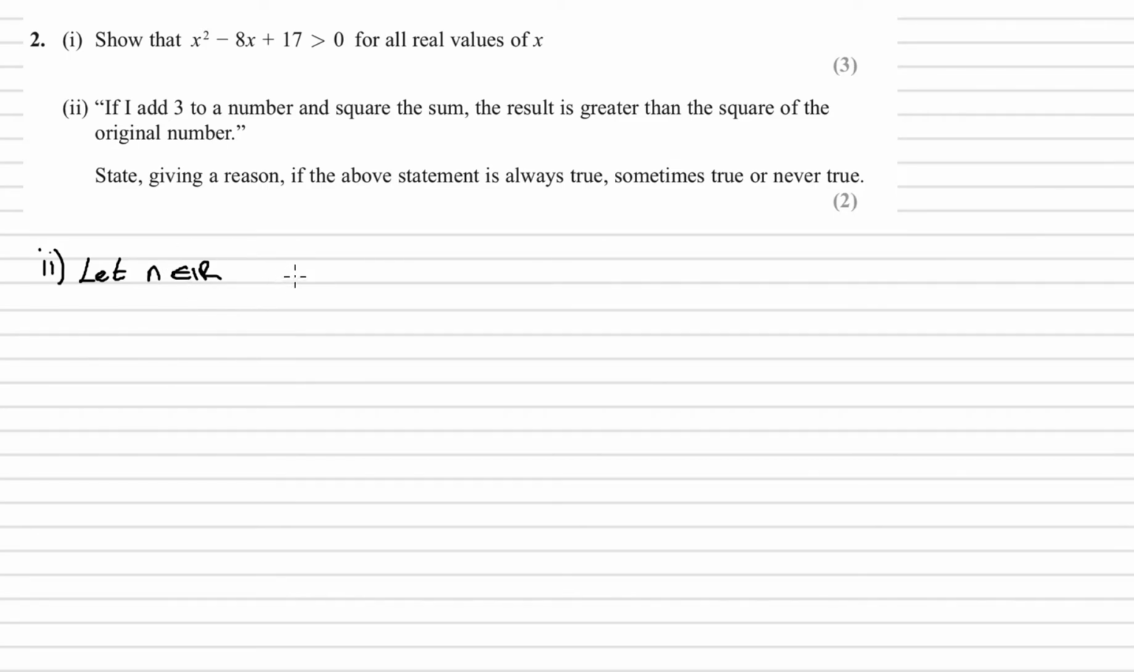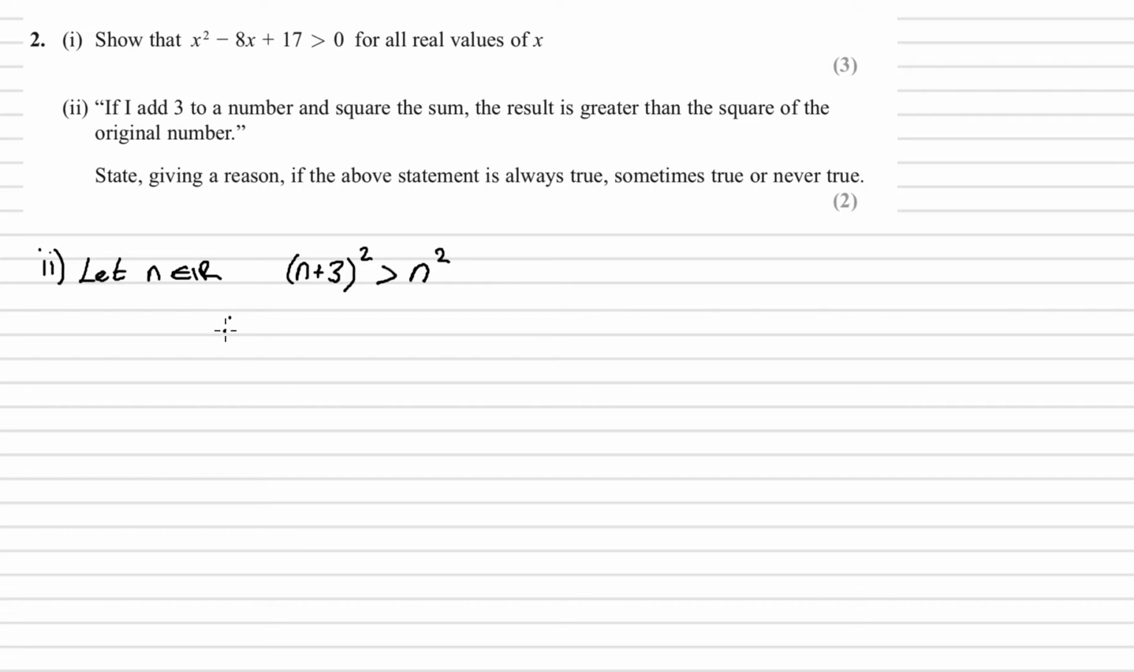So if n is any real number, we are told if I add 3 to the number, so n plus 3, we're adding 3 to it, and square the sum. So we're squaring this sum. The result is greater than the square of the original number. The original number is n, so the square of the original number is n squared. So this is the statement we're given. So let's expand this left-hand side and let's see where we go with this.